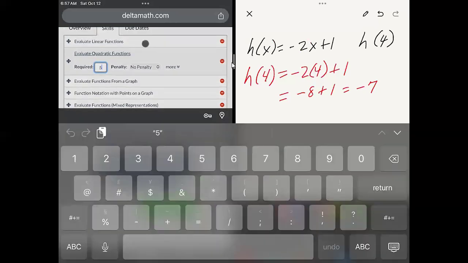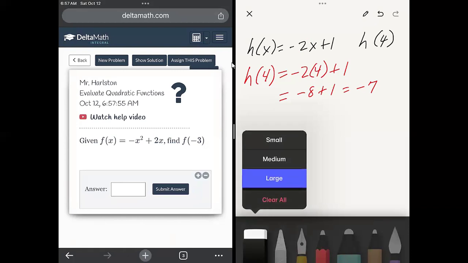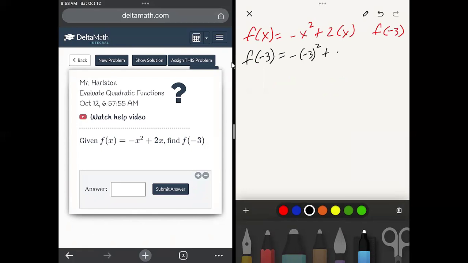This one is evaluate quadratic functions. So we're going to do basically the same thing. We just have a different type of function. So I'm going to write f of x equals negative x squared plus 2x, and they want us to find f of negative 3. So the input is negative 3. So everywhere that we see an x, we're going to replace it with parentheses negative 3, everywhere. And everything else stays the same. We're just replacing the x part with the parentheses negative 3.